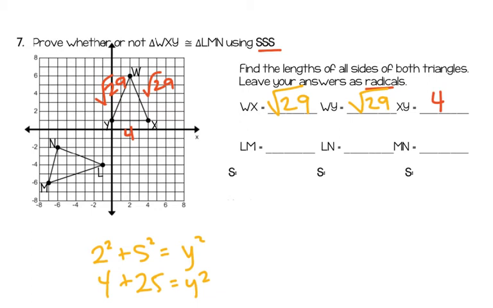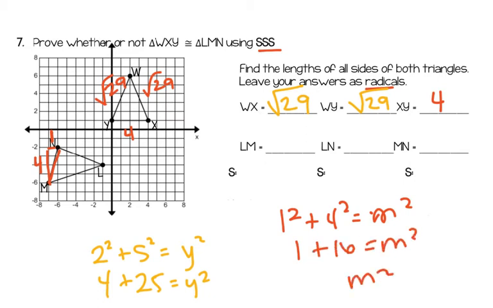So now let's look at the other triangle. If I look at MN, let's create this triangle right here. That's going to be a side 1 and a side 4. So I'm going to have 1 squared plus 4 squared equals MN squared. So I'll just say M squared. So 1 plus 16 equals M squared. So M squared equals 17. So this MN side is equal to the square root of 17.